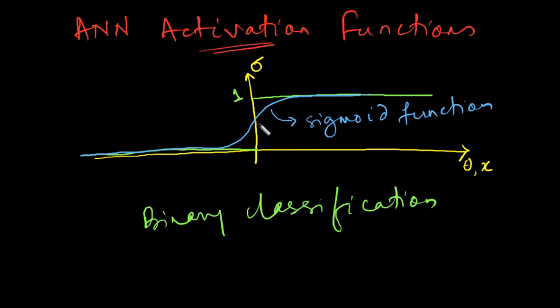And of course this has changing gradients. As you move from here the gradients are 0, the gradient slowly increases, then again it starts decreasing till the gradient again reaches 0.